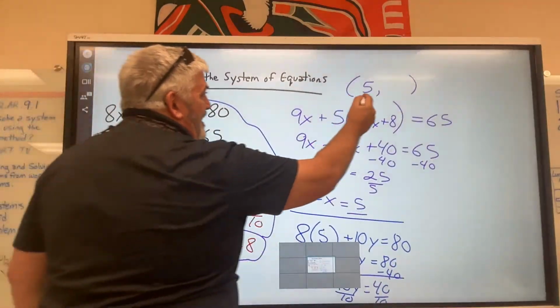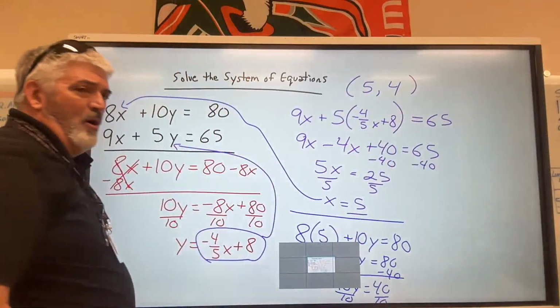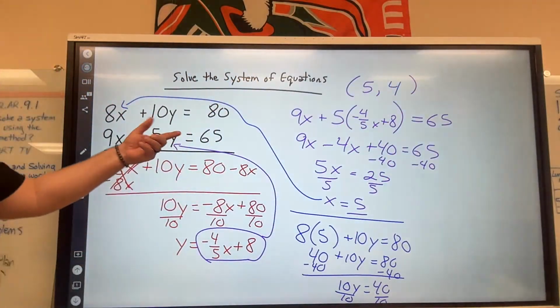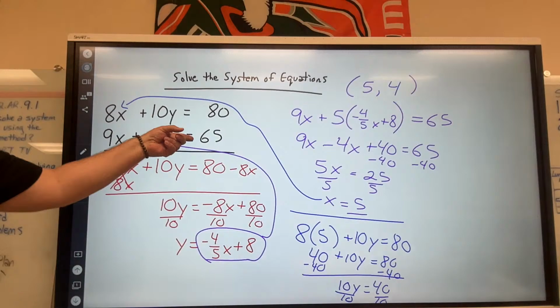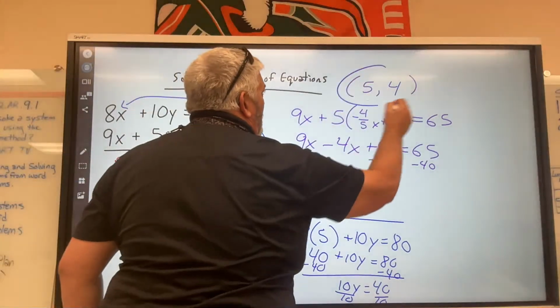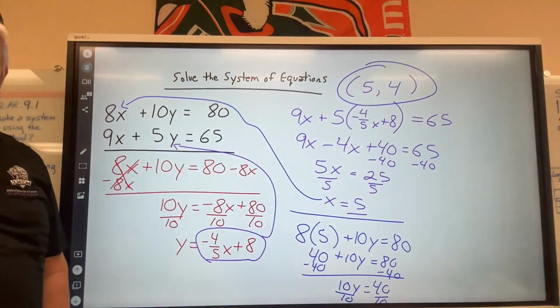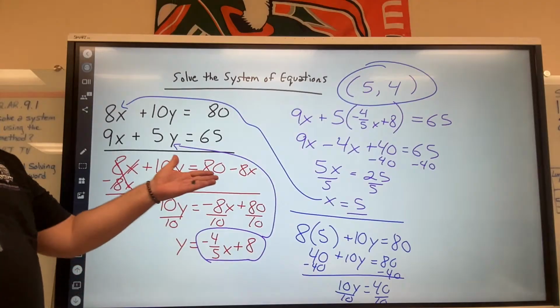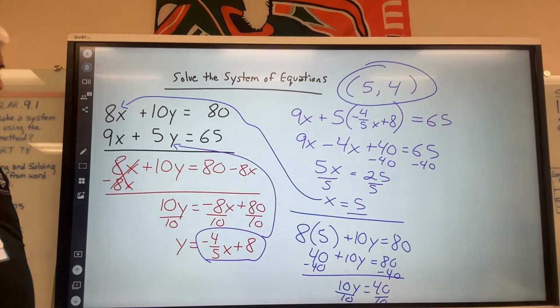I put that in coordinate form. So the place on the graph where these two linear equations cross is the coordinate (5, 4). And that's how we do the substitution method with systems of equations.